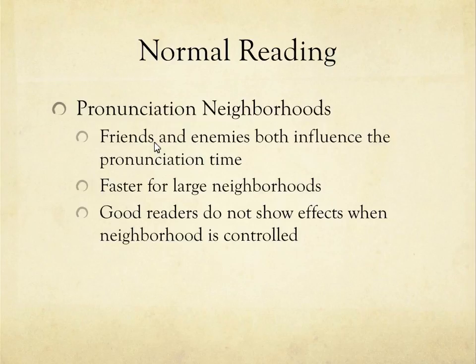We go much faster if we have a large neighborhood of pronunciations, even if they are heretics. But good readers don't show effects when we control for neighborhoods. So people who read well can kind of ignore neighborhood effects. People who read poorly are influenced by neighborhood effects. So it helps them read better if the neighborhoods are regular and friends, and it helps them read slower if the neighborhood has many enemies.